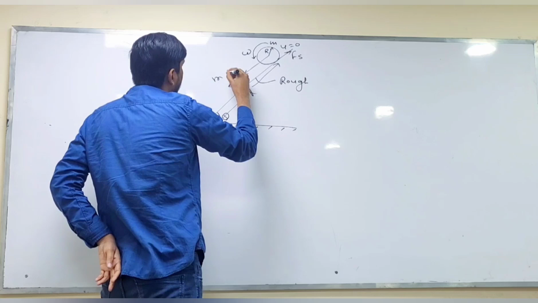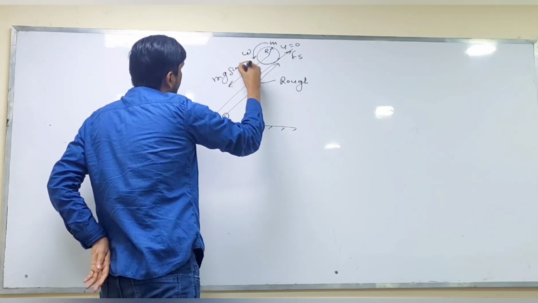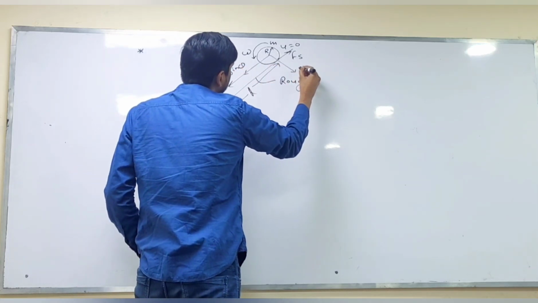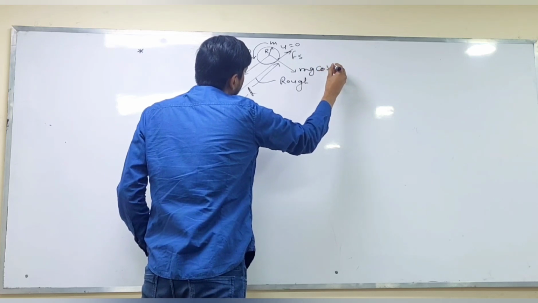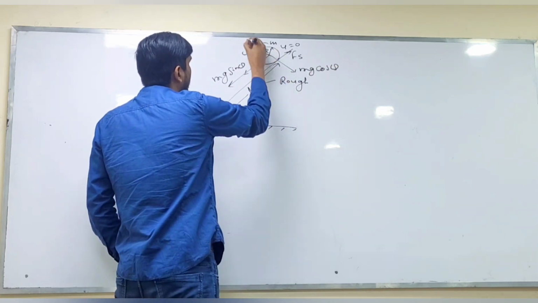Mg sin theta will act in this direction. We all know mg cos theta will act in this direction. Normal will act upward.